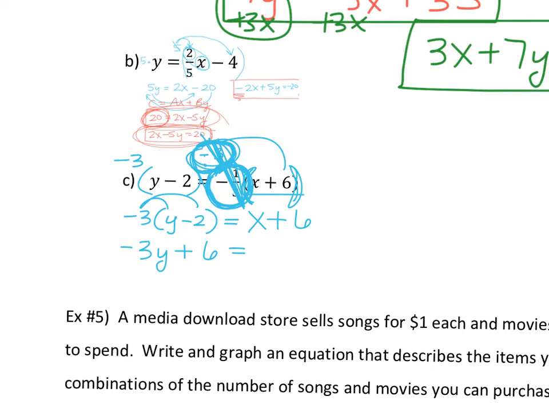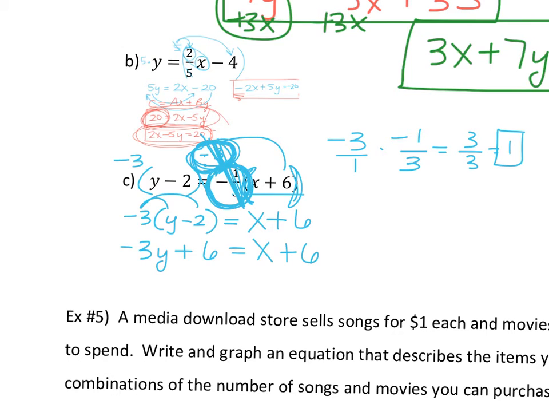No, this is just x plus 6 now. -3 times a -1/3. Look at this. -3 times -1/3 is a positive 3 over 3, which is 1. It just goes away, right?